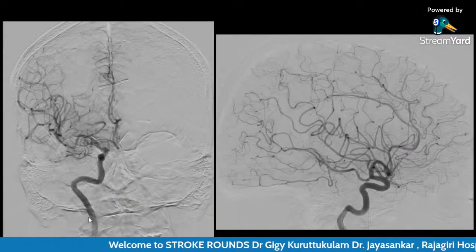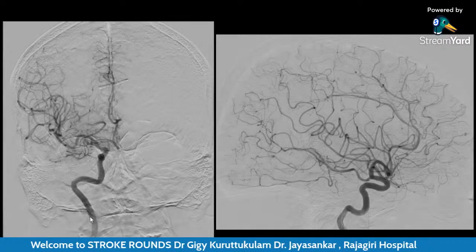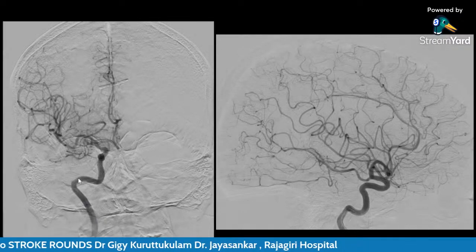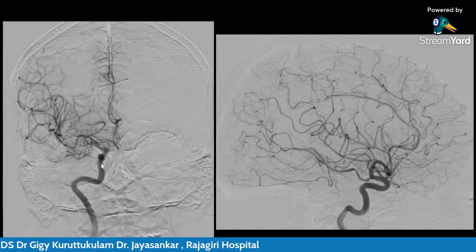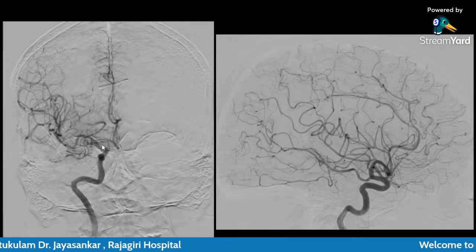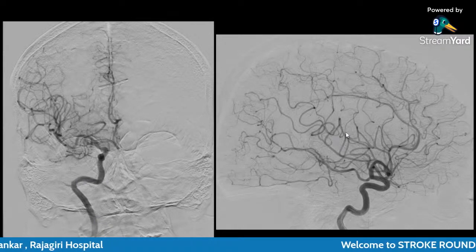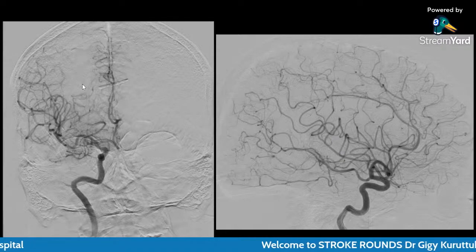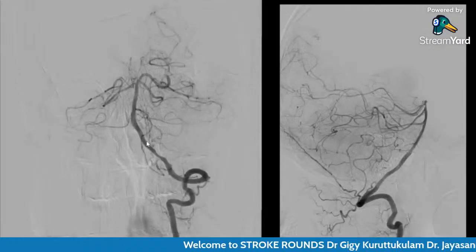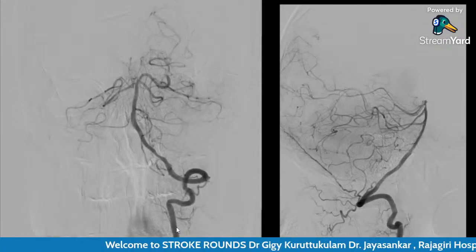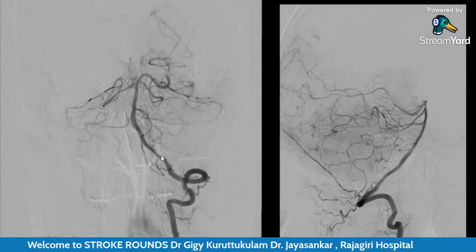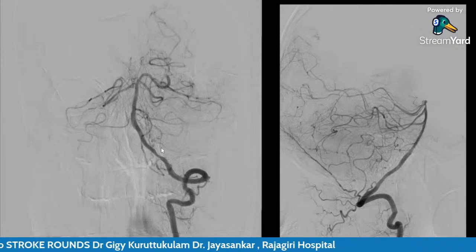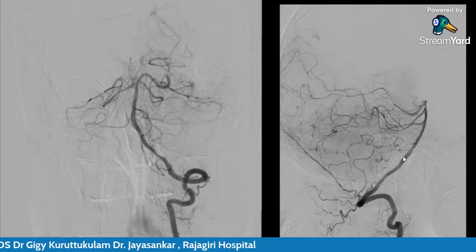The patient was taken up for an angio. So this is the right carotid angiogram, internal carotid artery, petrous segment, cavernous segment, the ophthalmic segment. The internal carotid circulation is normal. There is no cross flow to the opposite side. This is the left vertebral artery injection. You can see that in the V4 segment there is an atherosclerotic lesion. Can you see this? Yes.